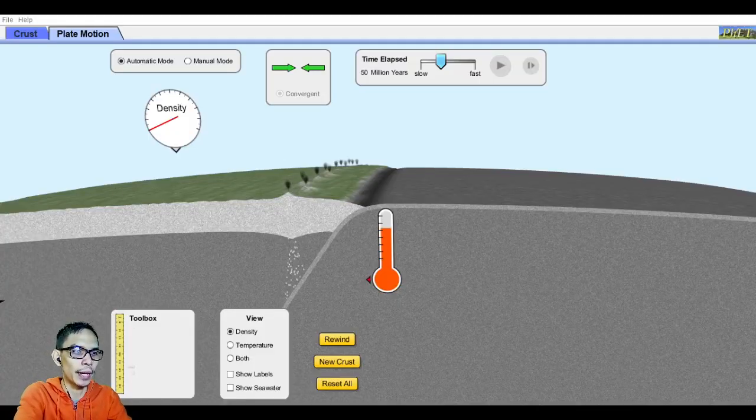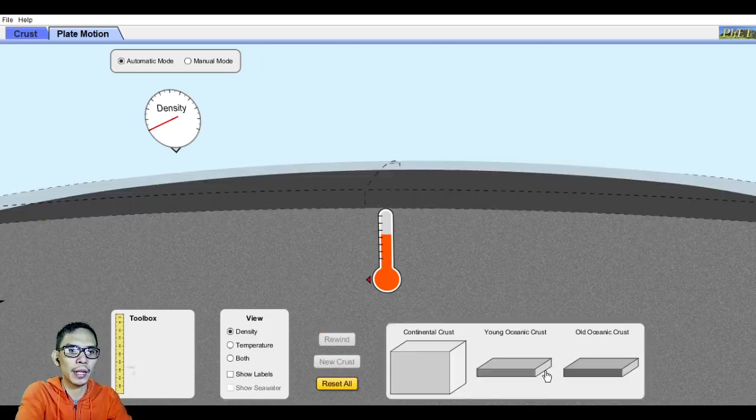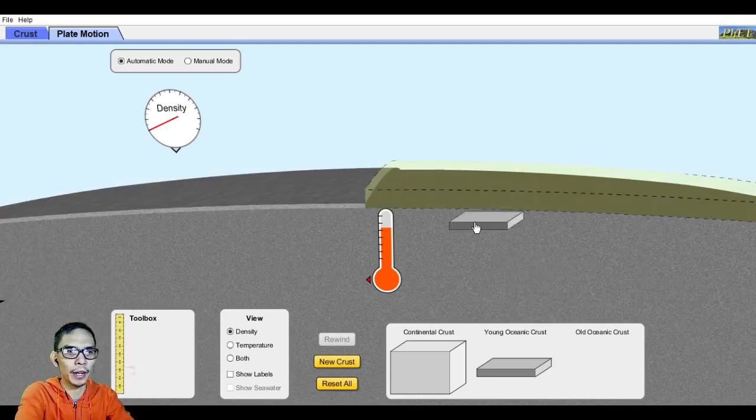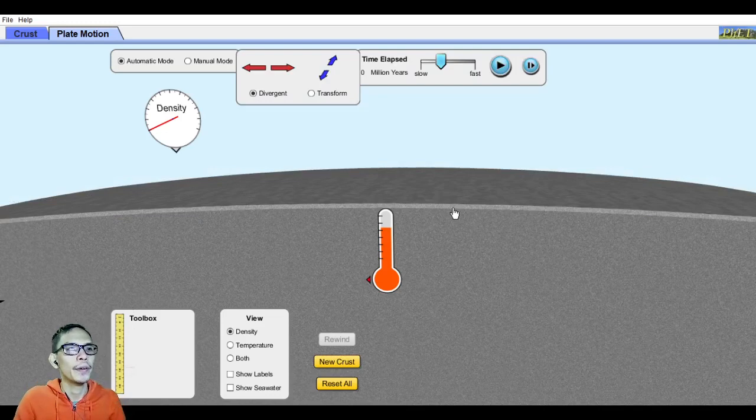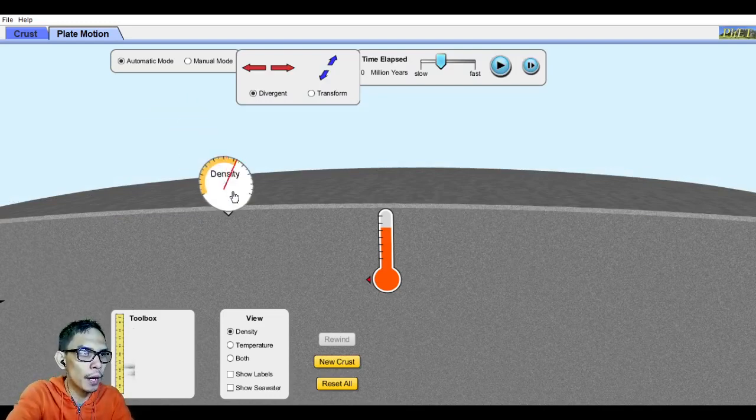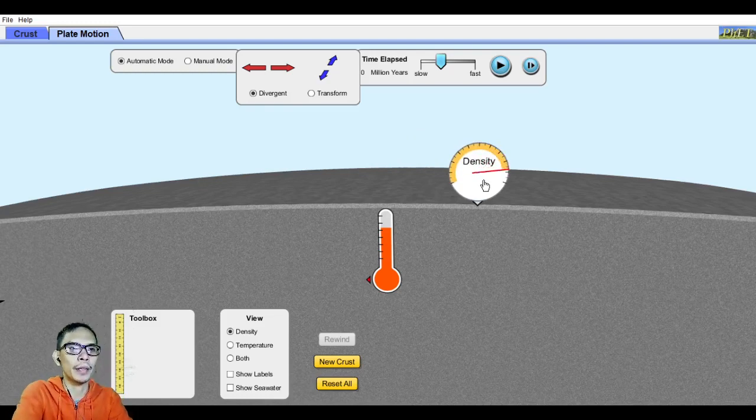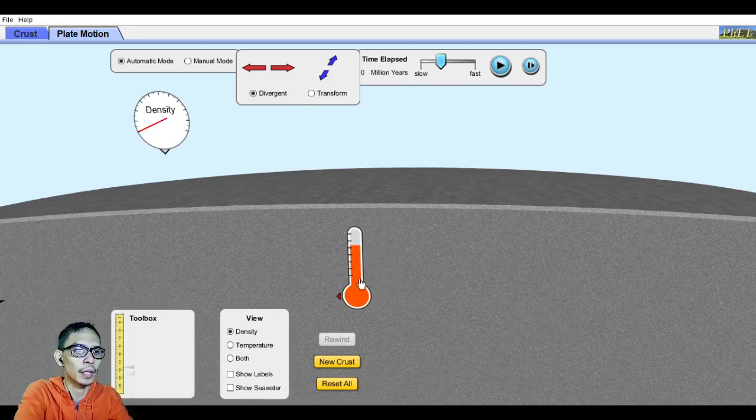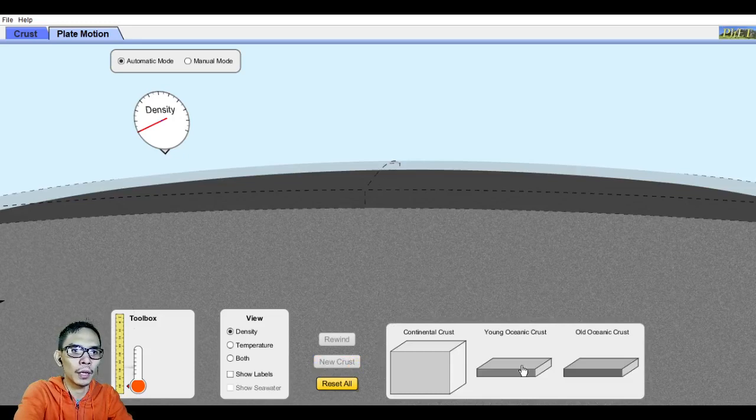So let's take a look at the simulation. Okay, again, we are here on this simulation. So, new crust, and let's try putting an old oceanic crust over here and an old oceanic crust over there. As you can see, both of them are denser. So just to check, let's do the convergent plate boundary. Unfortunately, there's no convergent here. So, okay, let's put this one.